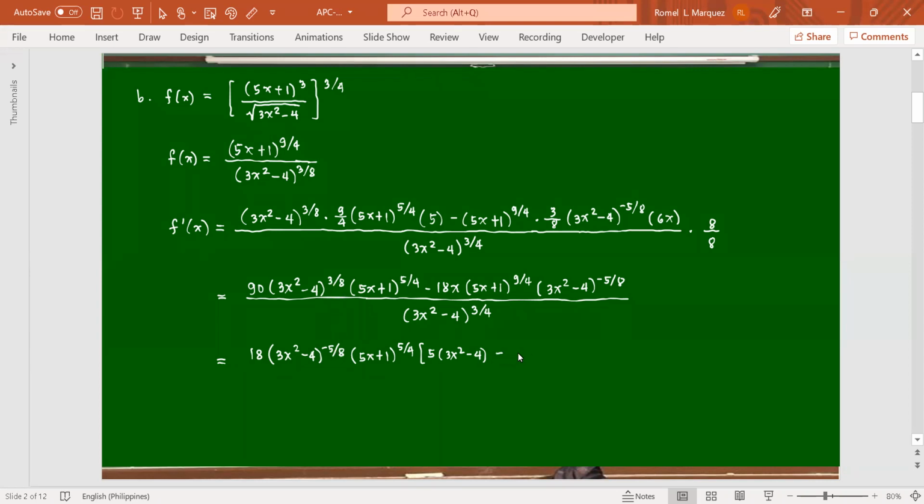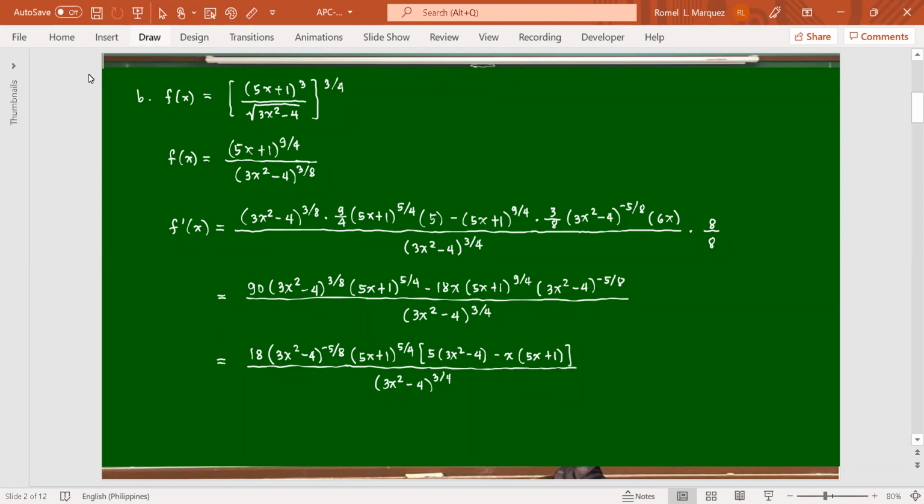Okay. Minus x. What about here? No more. 3x squared minus 4 raised to negative 5 over 8. No? So we have 5x plus 1. Am I right? Just 5x plus 1, because that is 4 over 4, plus 5, 9 over 4. Okay. All over. So the fractional bar is very long. Copy the denominator, raise to 3/4.